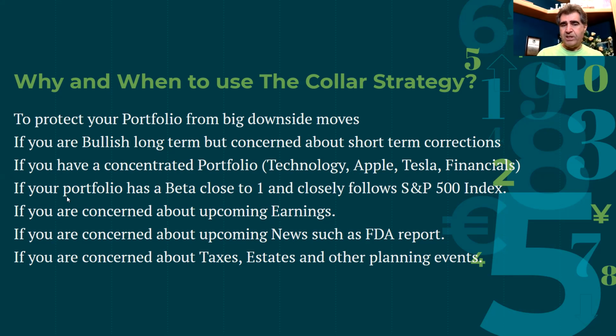And the other part is maybe you have mega cap stocks. You just don't have one concentrated portfolio. You have a lot of mega cap stocks, from Berkshire Hathaway to Apple to Microsoft to Google, and the beta of that is close to 1. So basically it follows the S&P, and now you're concerned about the whole market, and because of that, maybe you can use an S&P collar strategy to make sure you're protecting your downside.